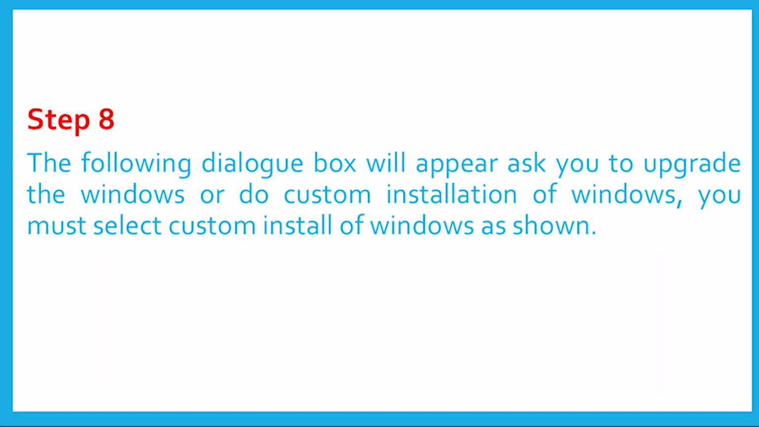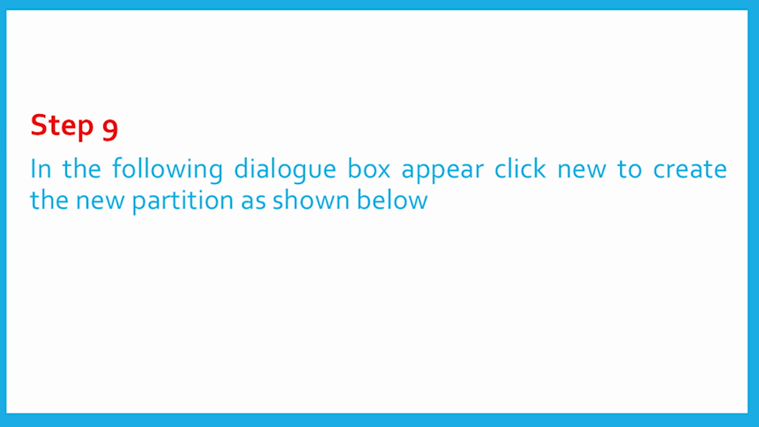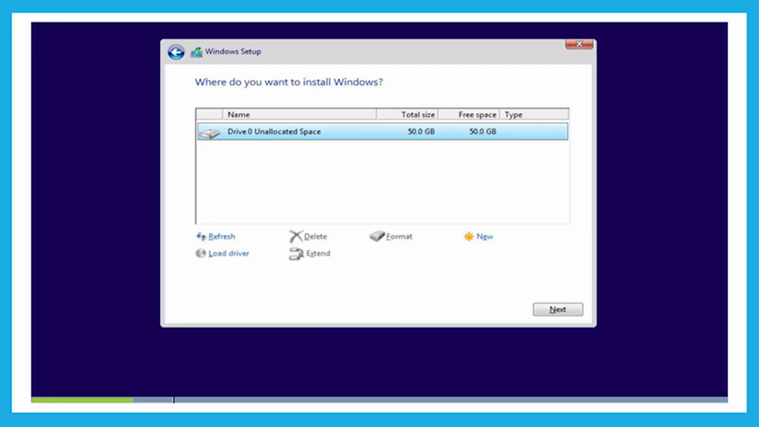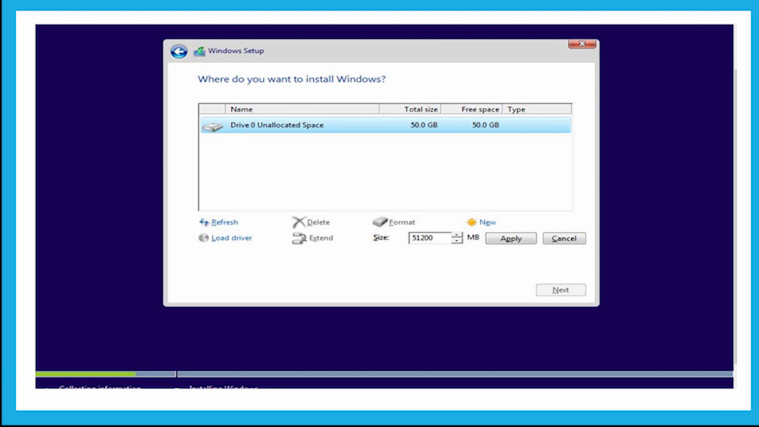Step 8. The following dialog box will appear, ask you to upgrade the Windows or do custom installation of Windows. You must select Custom Install of Windows as shown. Step 9. In the following dialog box appear, click New to create the new partition as shown. Then after click New, choose any partition you want and then click Apply and then OK to continue as shown here. Then click OK as shown.